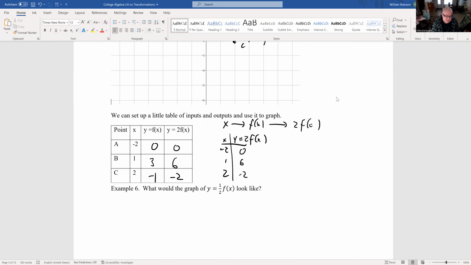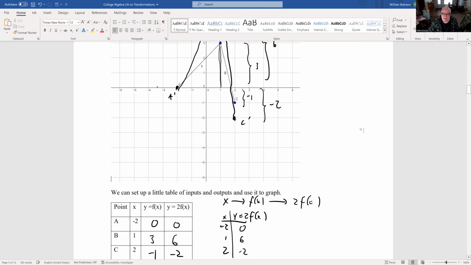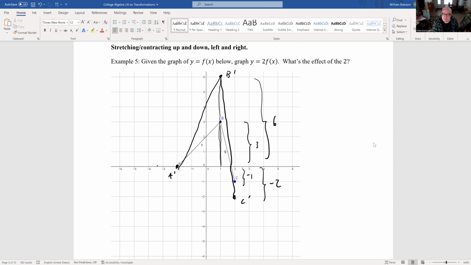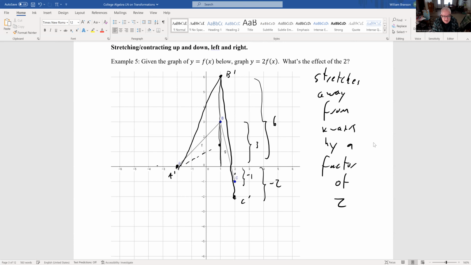1/2 f of x would contract to the x-axis. 2 stretches away from the x-axis by a factor of 2. Right? So 1/2 would mean this would stay where it is, B would come here, and C would go to there. And so if we multiply by 1/2, everything would come closer into the x-axis.